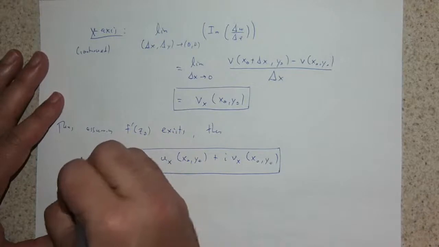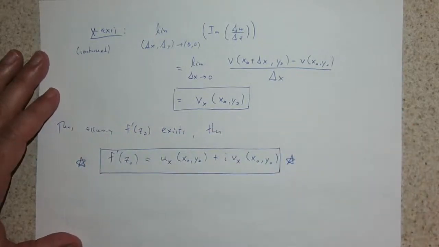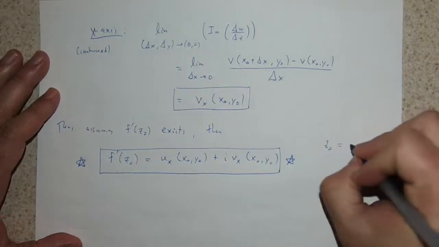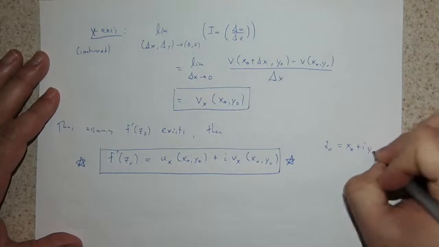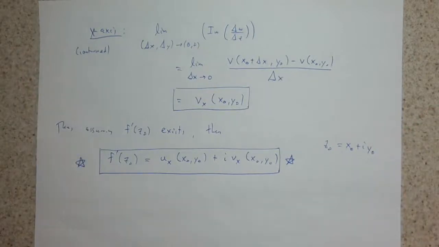Okay, so this is very, very nice. And of course remember z naught is x naught plus i y naught, so this is where the x naught and y naught come from. Now you might look at this and say, huh, that's a little weird that you can compute this derivative by just taking the x partial. Seems a little strange, why would we be able to do this for the x partial and not the y partial?